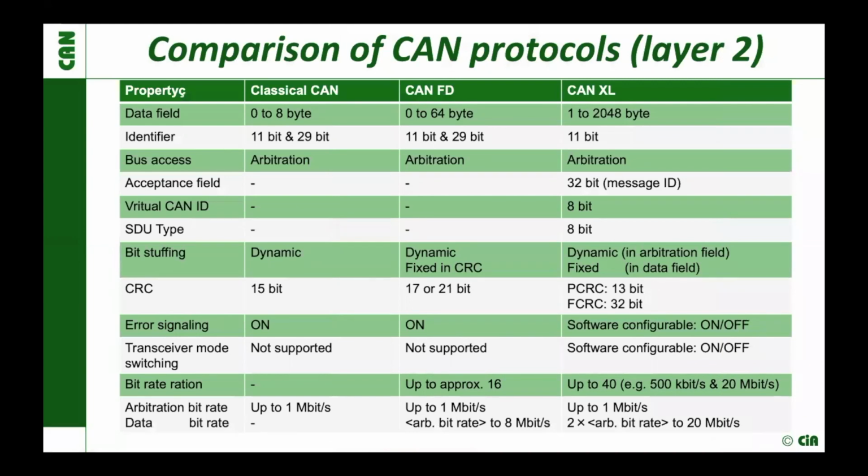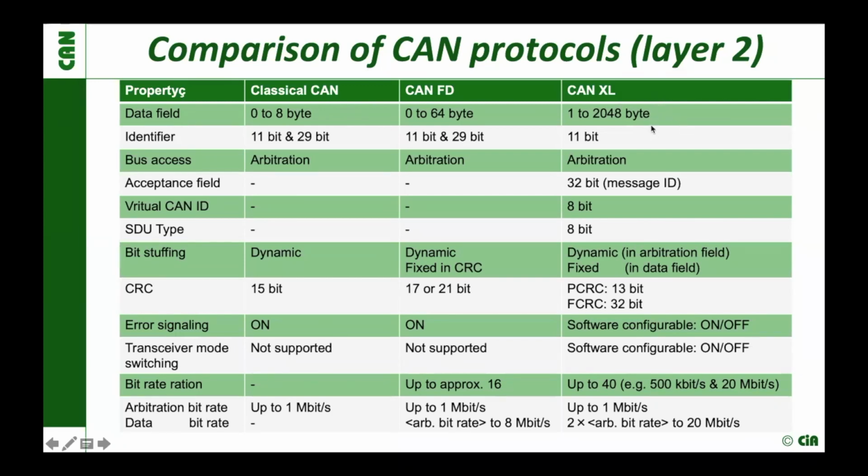So the basic and the most important document of CAN XL is the CiA 610-1 document, the data link layer requirements. This slide here is an overview of the CAN protocol of the 3 generations. So you can see the differences of the 3 generations.